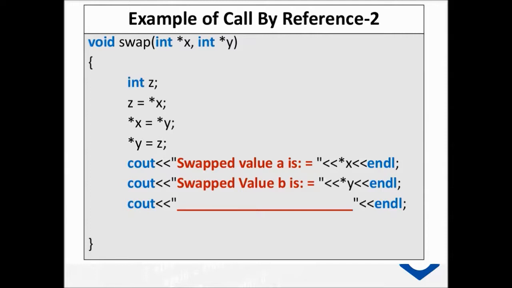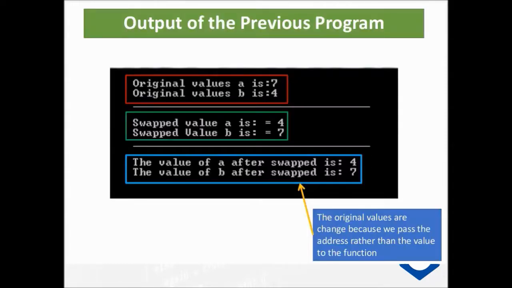After the program, the output looks like this: original value of a is 7, original value of b is 4 as written in the main program. Then the function is called, and when this function is called, the values are swapped and the swapped values are displayed as swapped value a is 4, swapped value b is 7.